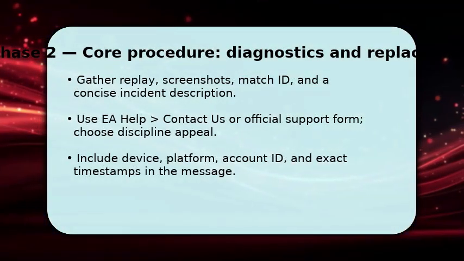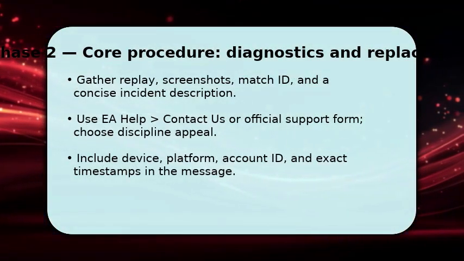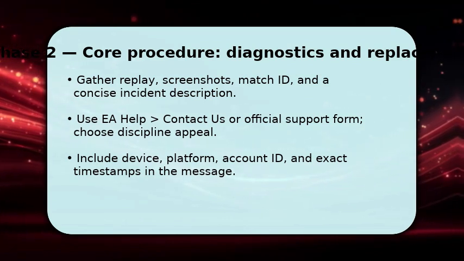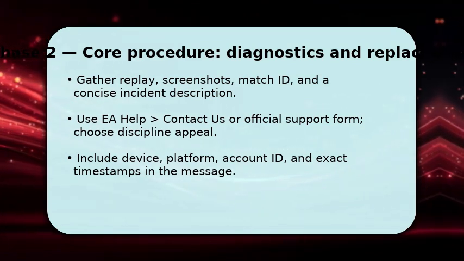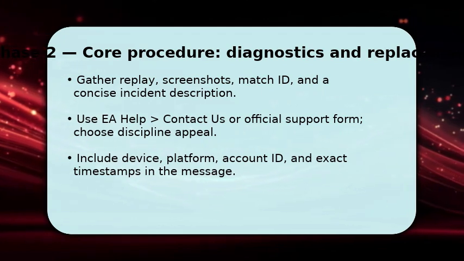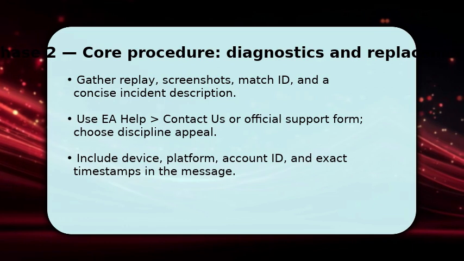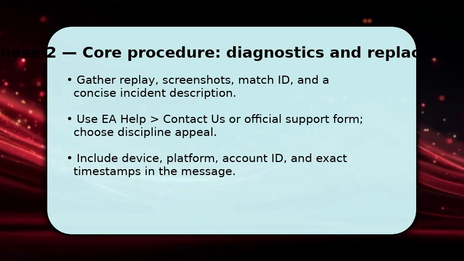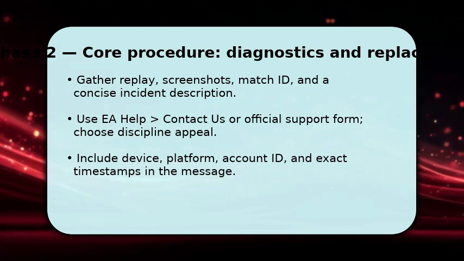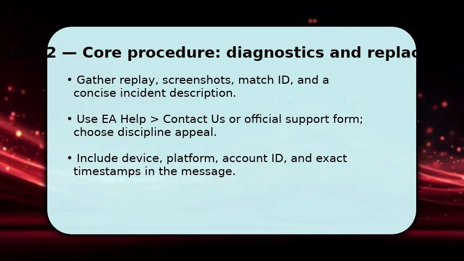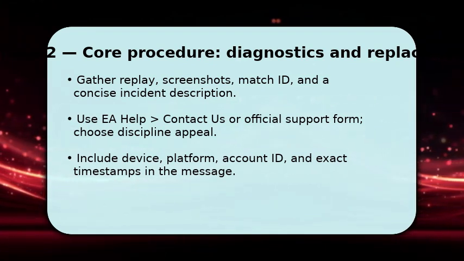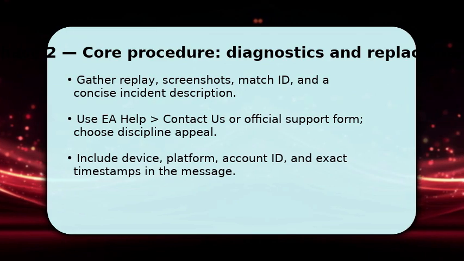You now prepare the appeal packet. Assemble replay clips, screenshots, the match ID, and a brief, factual description of the incident. Then go to EA Help, choose Contact Us, and select the Discipline Appeal option. This routes it to the right team. Include platform, device, account ID, and exact timestamps. Those details speed resolution. Be professional and concise in your message. Attach the files and confirm submission. You'll get an automated reply with a case number, so record it for follow-up.